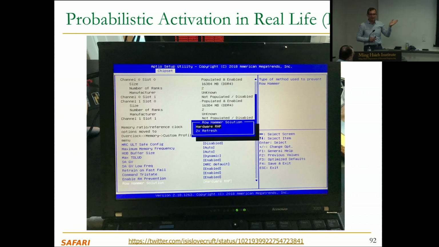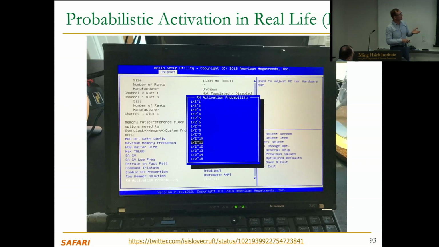This is a relatively recent memory controller released by Intel that's exposed to the BIOS. It's not exactly what we envisioned, but it's going along those lines. Essentially, in the BIOS, you can pick between hardware row hammer protection or 2x refresh. And hardware row hammer protection essentially means probabilistic adjacent row activation. And you can basically pick your probability. You can say every other activate, I want to activate the adjacent rows, or every 512th activate, I want to activate the adjacent rows. So I think things are going in the right direction.